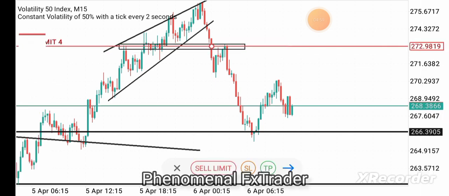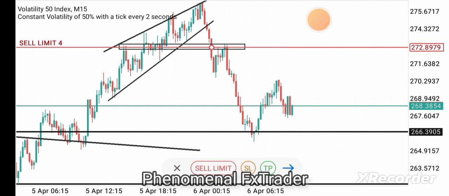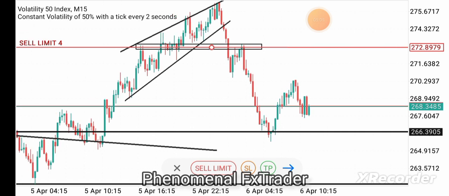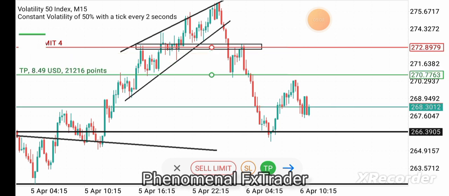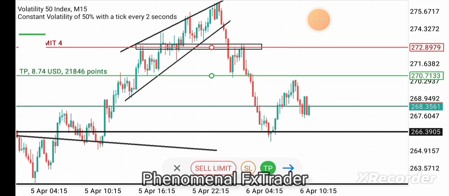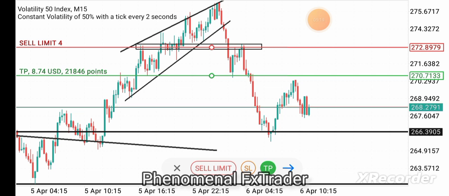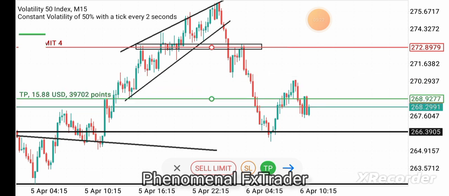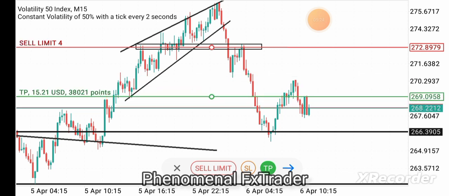Let's say I enter the market at the sniper entry here, on the close of the bullish pin bar. Where is my take profit? I decide to take my first take profit at this point where we have a previous low. This is about 8.74. If I had opened two positions, that would give me about 16 US dollars. Then if I was able to hold the trade up to this level, this is about $15 per position. If I have two positions, I'll get $30.